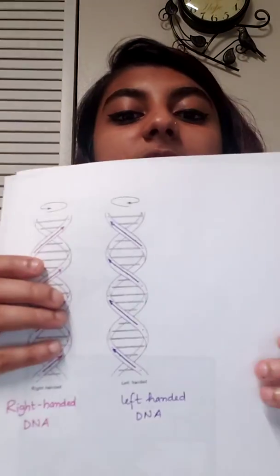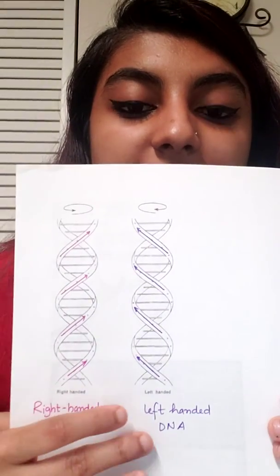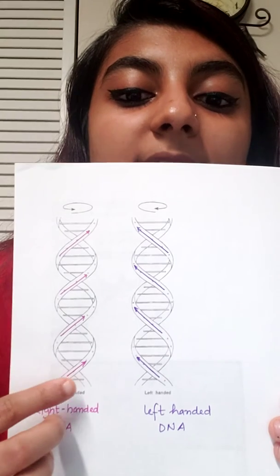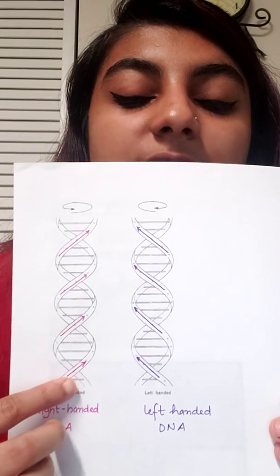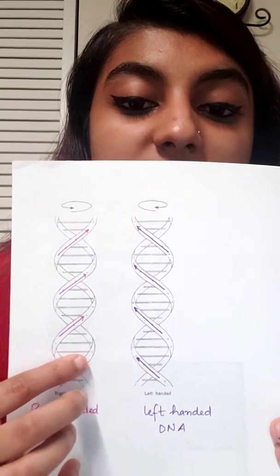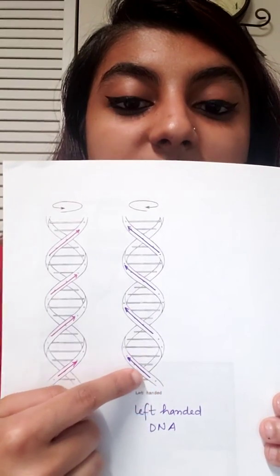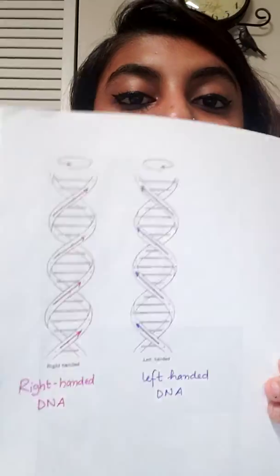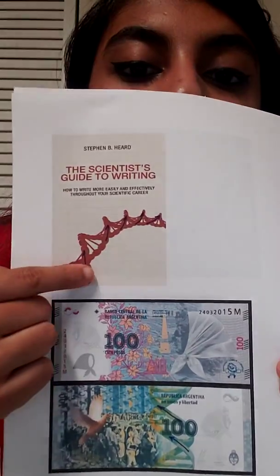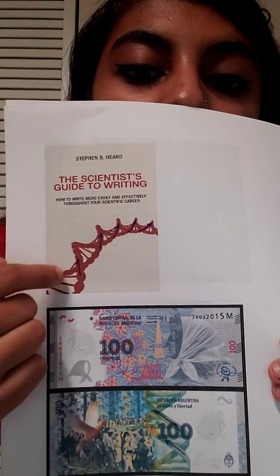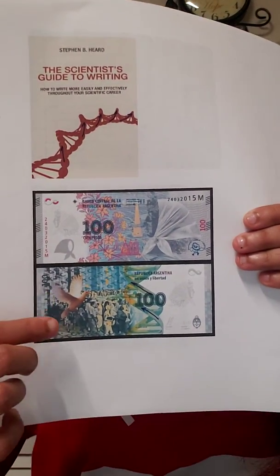There are 2 types of DNA, the right-handed and left-handed. How do we determine this? If the closest phosphate backbone is moving up towards the right, it is right-handed, but if it's moving up towards the left, then it is left-handed. In this picture, this DNA phosphate backbone is moving towards the left, so this is left-handed DNA.